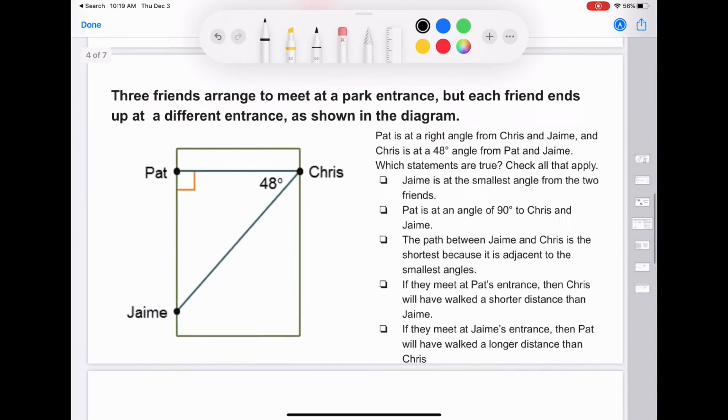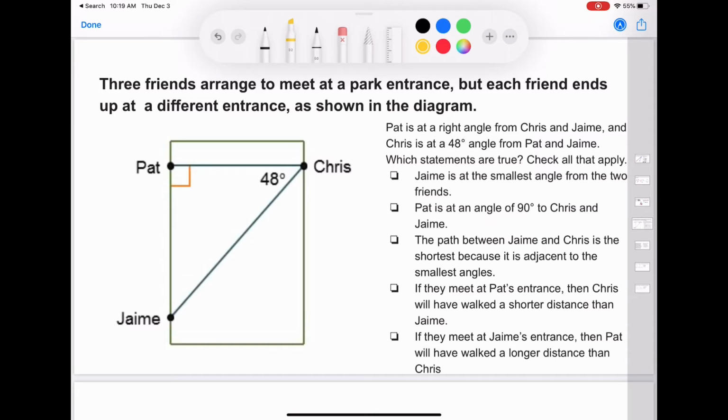This question states, 3 friends arranged to meet at a park entrance, but each friend ends up at a different entrance as shown in the diagram. So where their names are is the different entrances. Pat is at a right angle from Chris and James is at a 48-degree angle from Pat and Jamie. Okay. So, which statement is true?